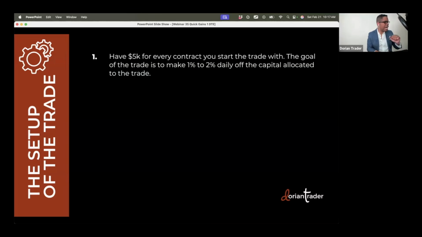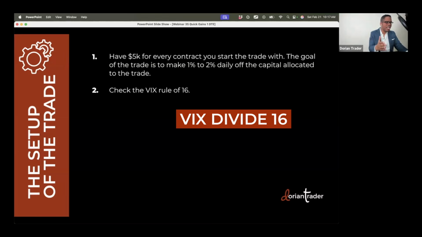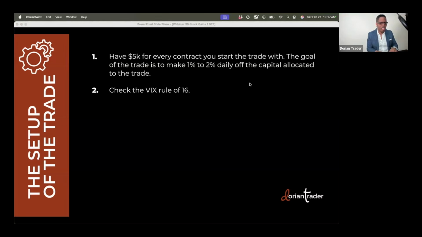So first step is you need 5K for every contract. The goal is trying to make 1 to 2% daily. What we do is we check the VIX rule of 16. This is the setup, you guys. The VIX rule of 16 just means you take whatever the VIX is and you divide it by 16. So if the VIX was trading at 16, which it's not right now, but if it was trading at 16 and you divide it by 16, that's going to equal 1%.